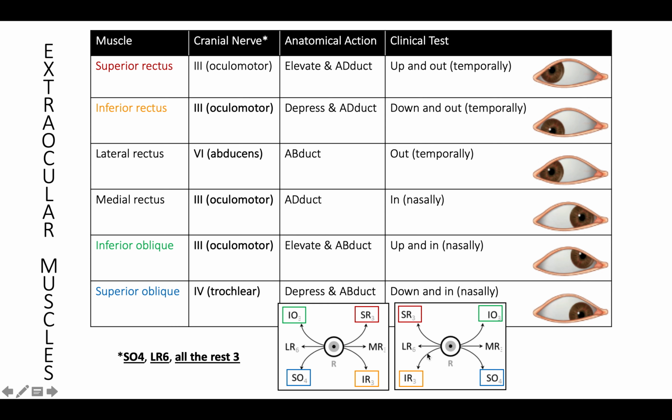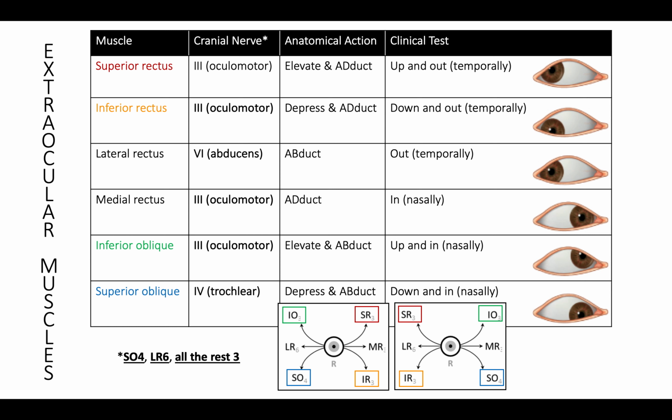The clinical tests are going to be slightly different. So these guys just actually flip-flop. Medial rectus and lateral rectus are the same, but inferior oblique now is going to be medial, and superior oblique is going to be more medial as well. And then superior rectus and inferior rectus are going to be lateral when we do the test.